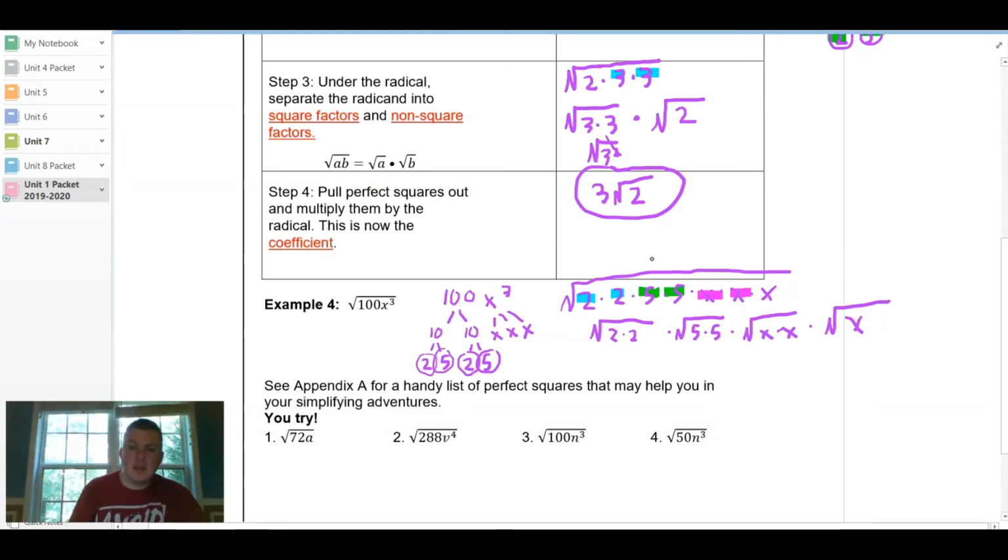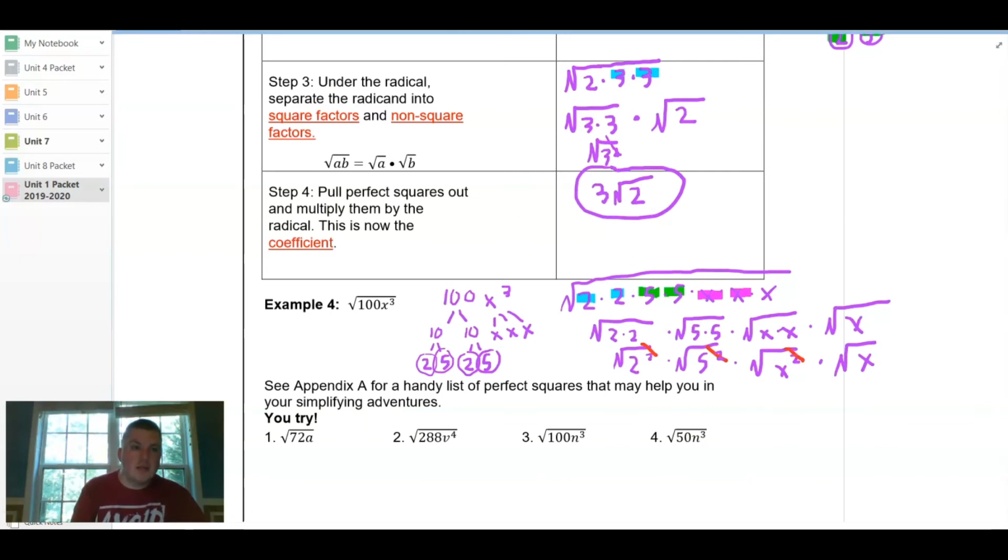So our last step is to go ahead and simplify this. Remember, this is really the square root of 2 squared. This is really the square root of 5 squared. And this is really the square root of x squared. And then this is still just the square root of x. So I can cancel out, because these are inverse operations, the square and the square root.